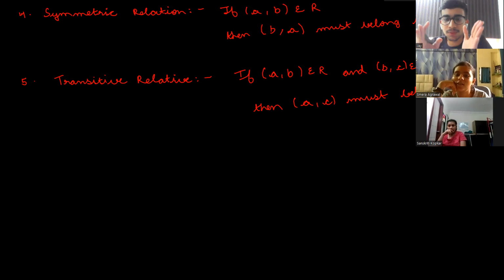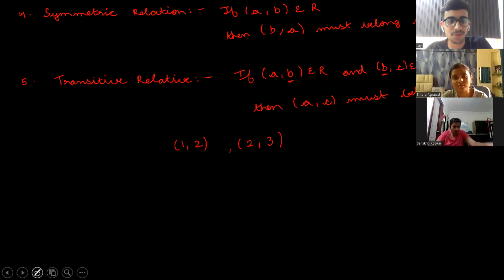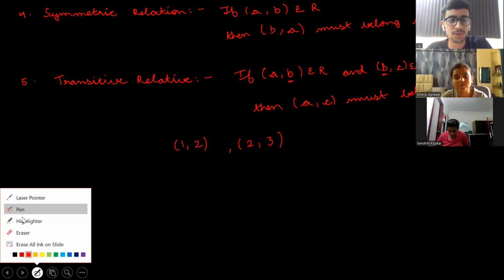Arre, A comma B, look, an element is related. If A comma B belongs to R, so B comma C is also there. Achha, let me give with the numbers itself. Let's say 1 comma 2 is there, okay, this is already present in R. 2 comma 3 is there, okay. So if this relation, arre, I wrote relative by mistake. If this relation has to be transitive, so what should be the element present?